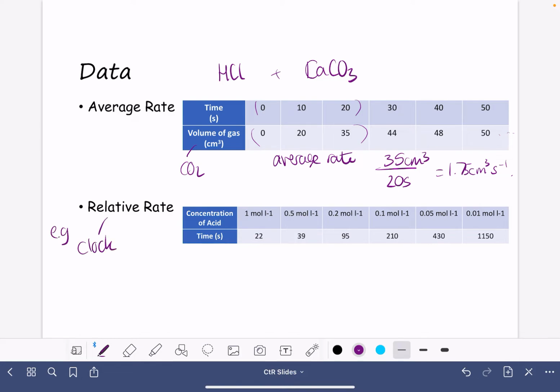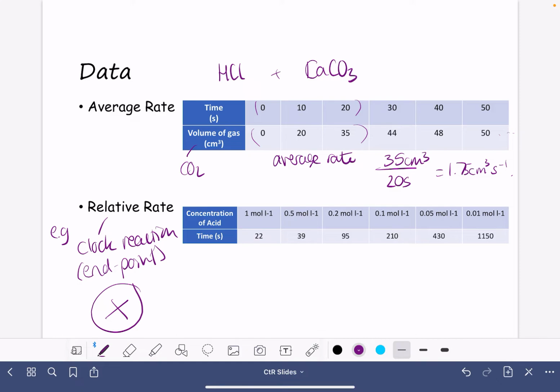So e.g. a clock reaction, where you were looking at a reaction with an end point, okay? And let's imagine that we did this with an acid at different concentrations and we were measuring the time. You remember you've done this and you've got the X on the white paper or the white tile underneath the beaker, and you're measuring the time for it to disappear. And so at 1 mole per litre, it took 22 seconds. At 0.1, it took 210.